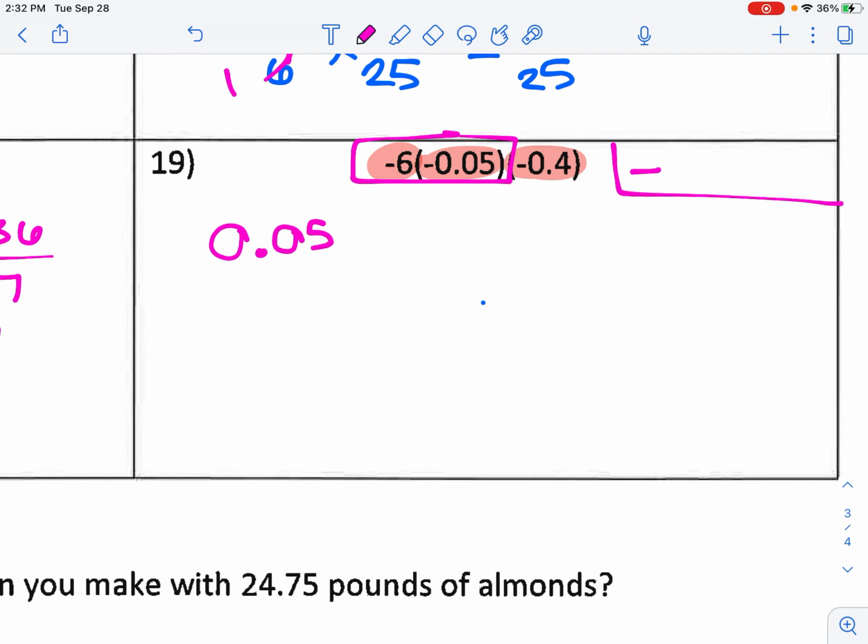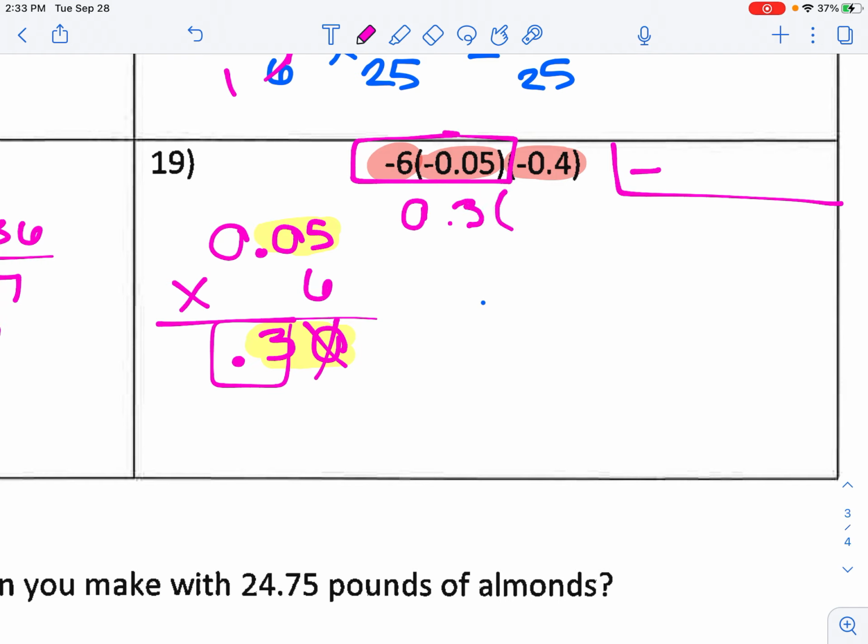So let's multiply 5/100 times 6. So 6 times 5 is 30. Count the digits behind the decimal in the problem. There were 2. You need 2 digits behind the decimal in your answer. This last 0 holds no value, so I'm actually just going to call that answer 3/10. So now my problem is 0 and 3/10 times negative 4/10.